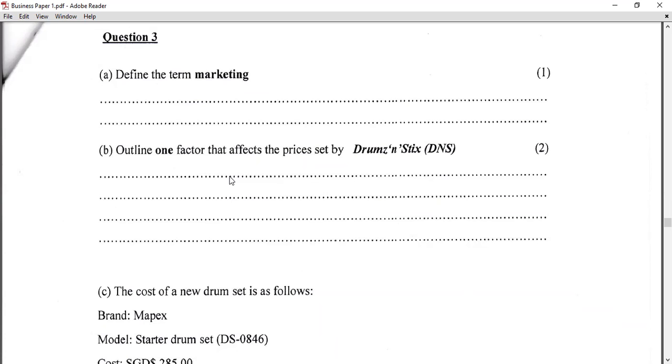Right, like that you can mention so many other factors. The prices charged by other drum companies, such as Yamaha. Prices charged by other music companies such as Yamaha and Casio or Roland. You can mention according to your knowledge. You can write that. So you can write a factor and also say something regarding the music industry, the drumming industry, and you can earn that mark.